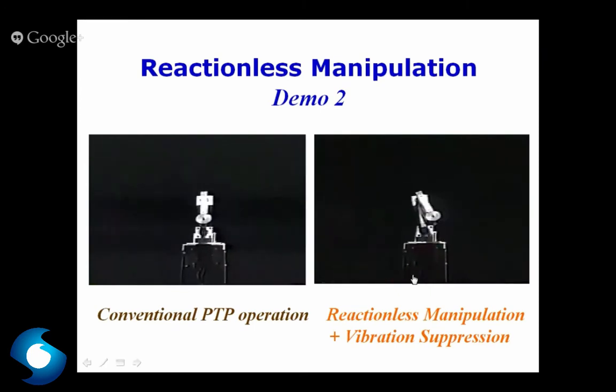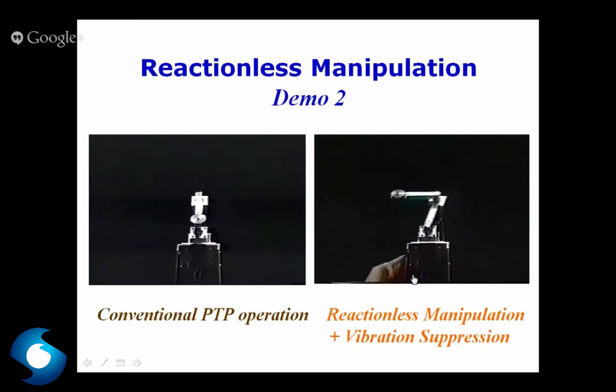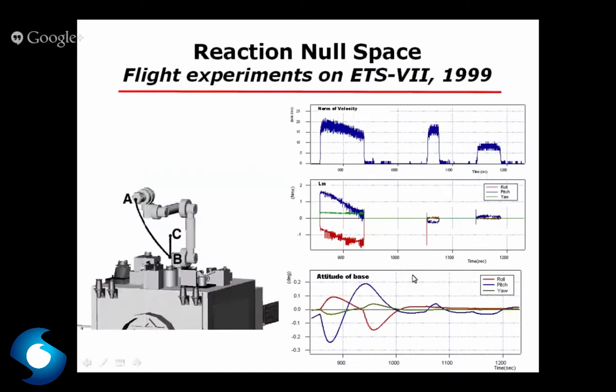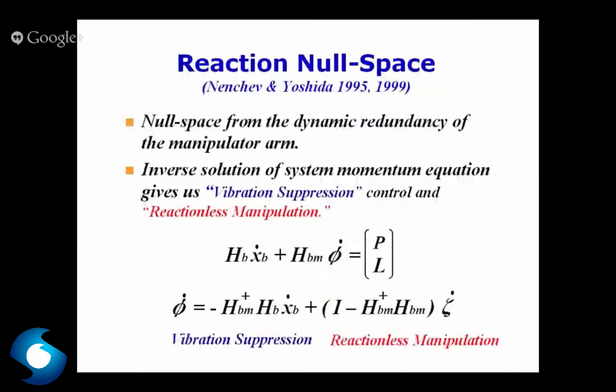So that we can move the manipulator arm to the desired position without disturbing the base orientation. This is a very useful maneuver for the future manipulator operation. Actually, this was an example.